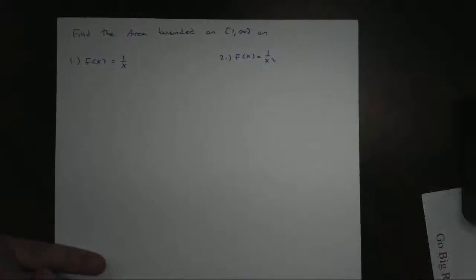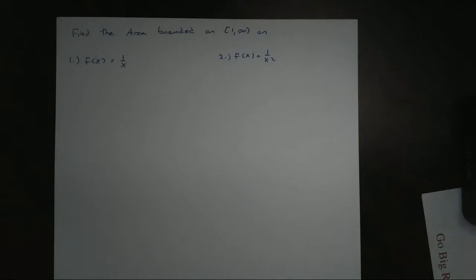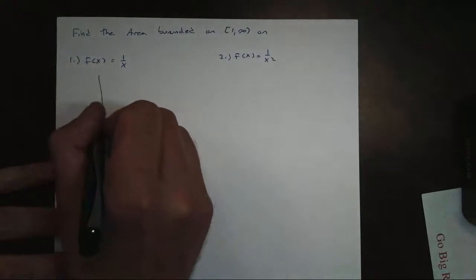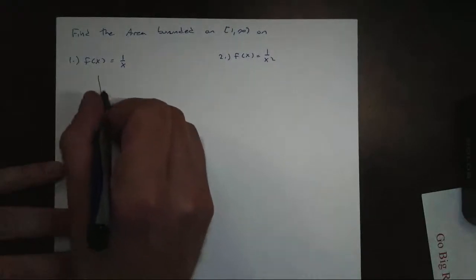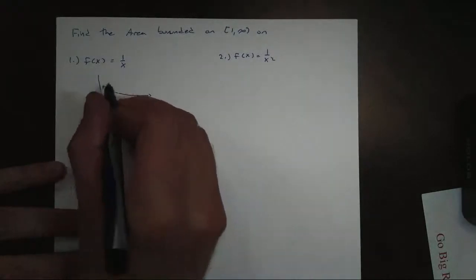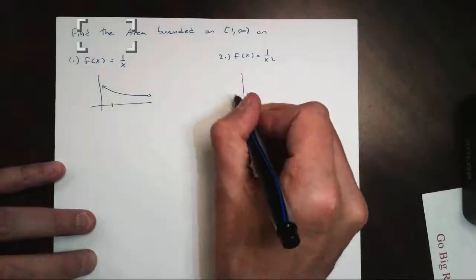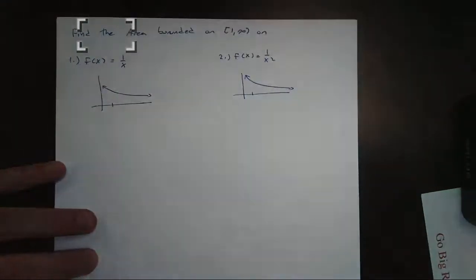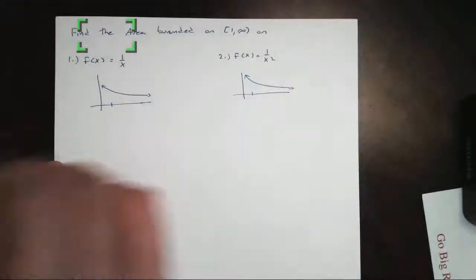Hi, I would like to start off today's lesson by looking at the area under two functions here. Both functions are rational functions. As a matter of fact, if I sketch them, you can see they would even look kind of the same: 1 over x, and 1 over x squared. They're both going to be rational functions in the first quadrant.